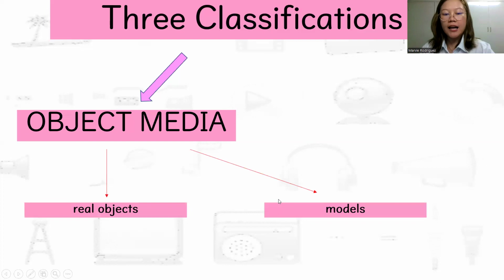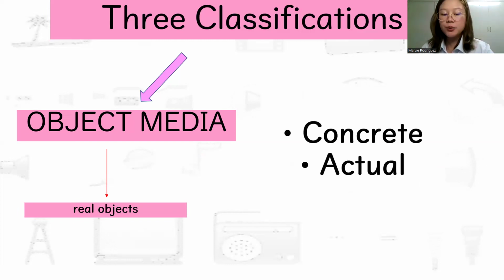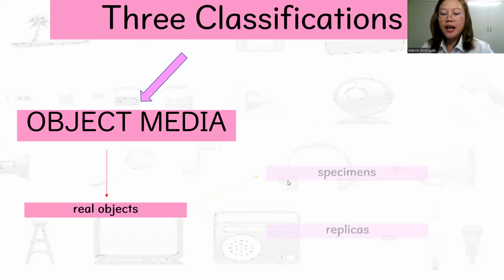Object media has two major subtypes. We have real objects and models. For real object, that is concrete and actual, meaning it's authentic and things are tangible, like a realia. Here are some subtypes of real objects. We have specimens and replicas.